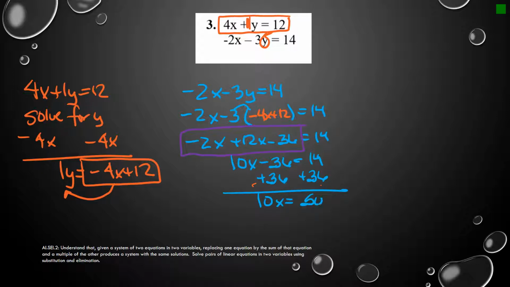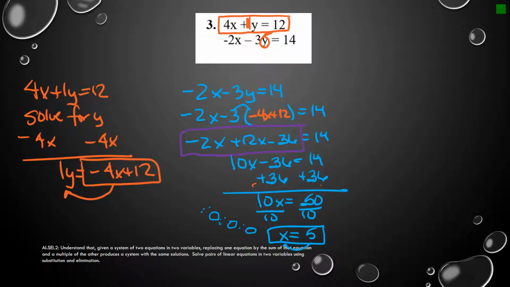10x equals 50. Divide by 10. X is 5. Oh my goodness, that's a lot of work. Now we're going to walk over here. These are going to be my little footsteps. Walk this way. Walk this way. My feet get fat as I go along.